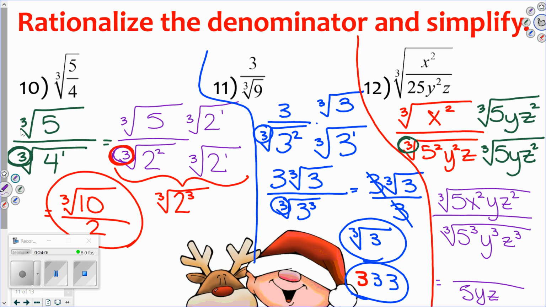So no more radical on the bottom. The top, can I take a group of 3 from any of those? No. So it's just going to stay 5x squared y z squared.